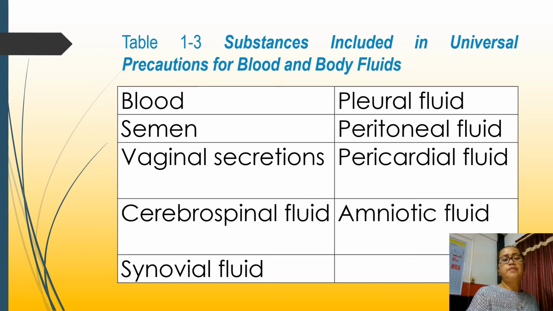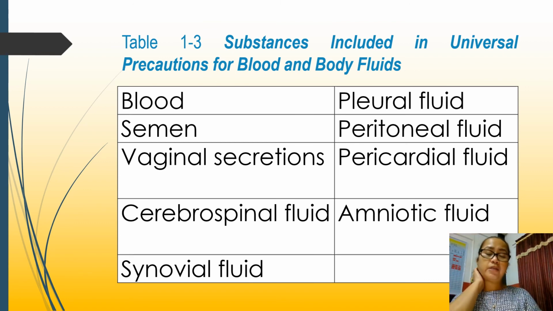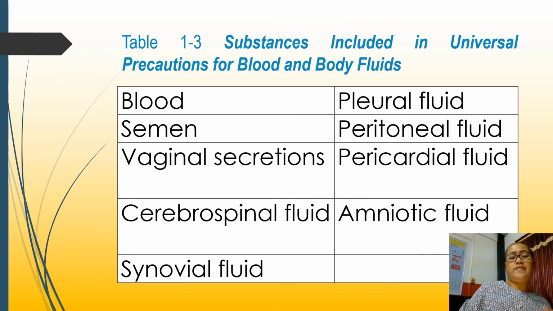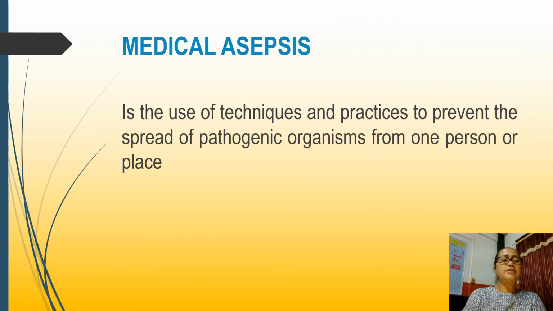Pleural fluid is the fluid in your pleura, or your lungs. And then peritoneal fluid, same, peritoneal, sa bones. And pericardial, that is your pericardium, so heart, fluids in heart. Amniotic fluid, fluid that covers the baby, diba? That makes the baby float inside the womb, the amniotic fluid. It prevents the baby from infection, of course. So wear your gloves.